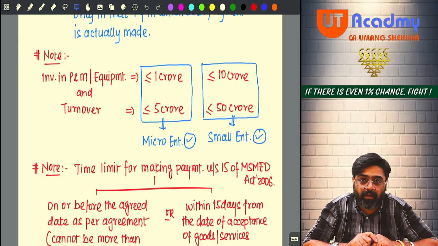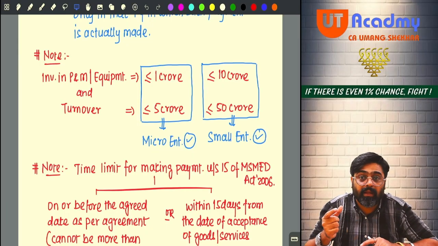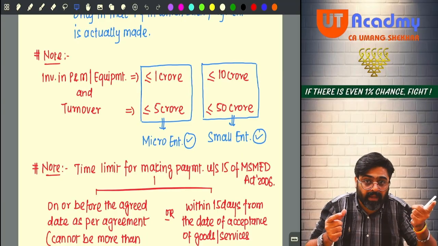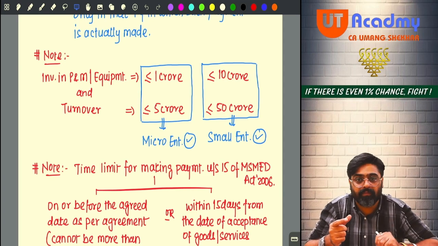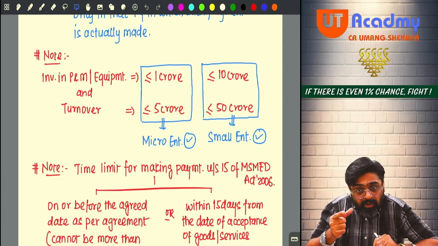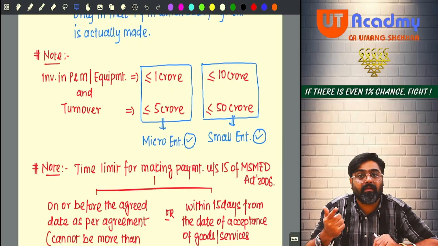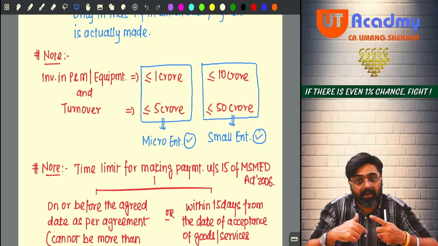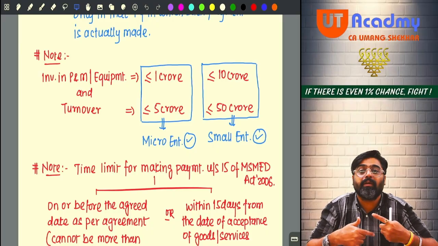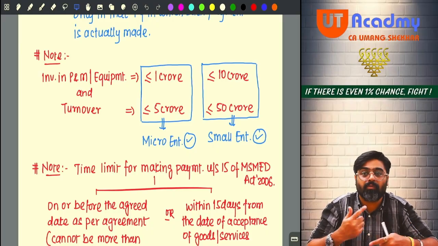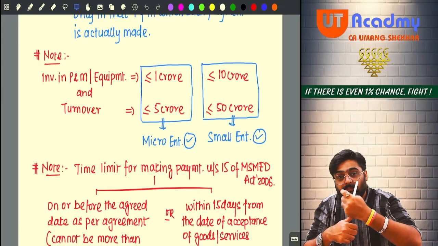When will they grow, when will their development happen? If they get their money for the goods or services which they are supplying on time, and within a very short span of time, they can roll that money into their business and grow their businesses. From micro, they will soon become small. From small, they will soon become medium.